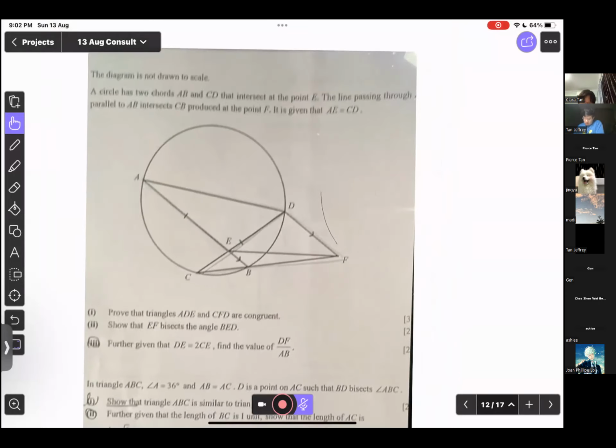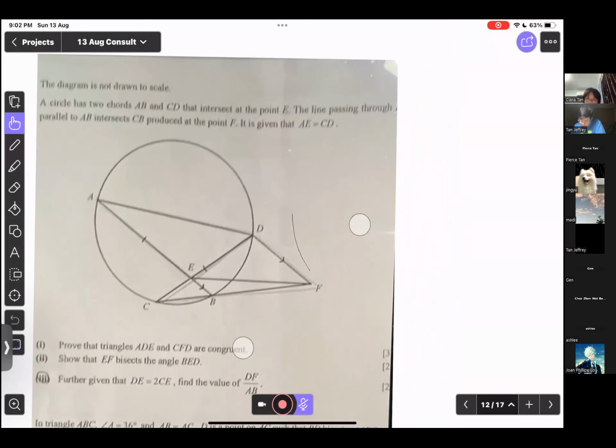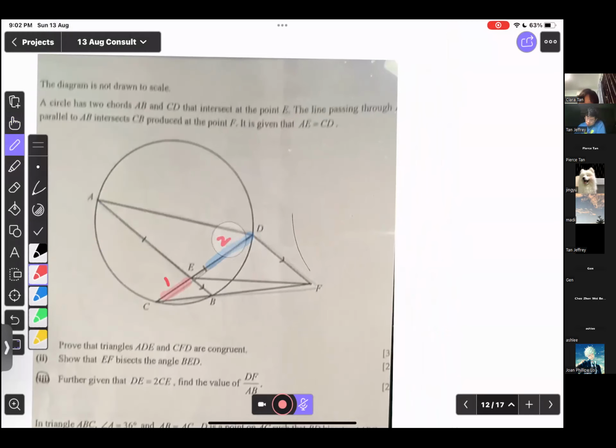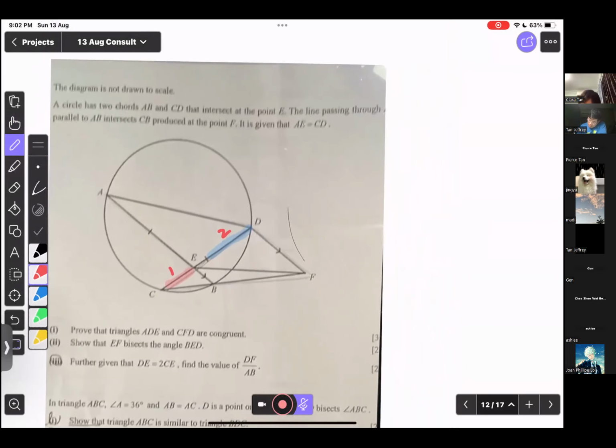Part 3, right? Given further that DE is 2CE. So DE is over here, 2CE is over here. The ratio is 1:2. Find the value of DF. If they say that the triangles are congruent, it tells me that AD equals CF, DE equals FD, and AE equals CD.